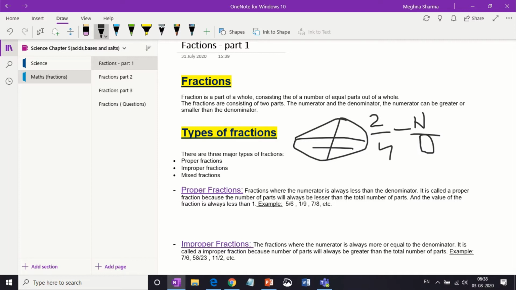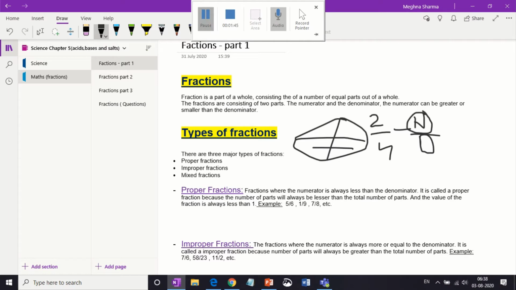You should remember that the total number of parts will be your denominator and the shaded or eaten parts will be your numerator. This numerator can be greater or smaller than your denominator. According to this, there are three main types of fractions: proper fraction, improper fraction, and mixed fractions.